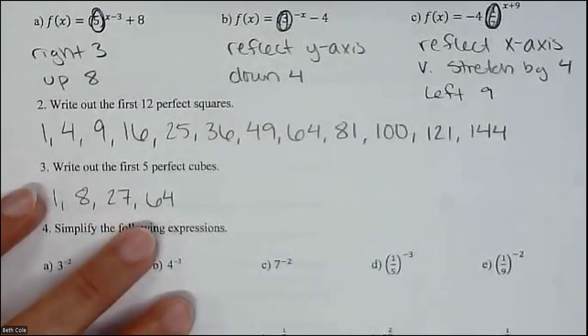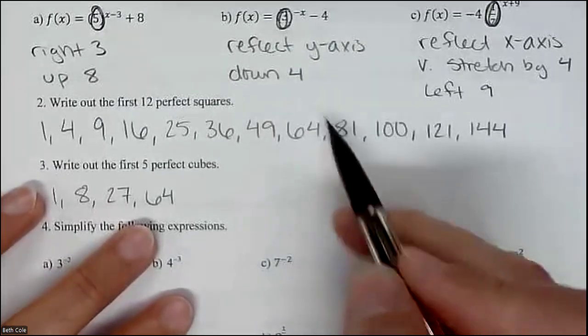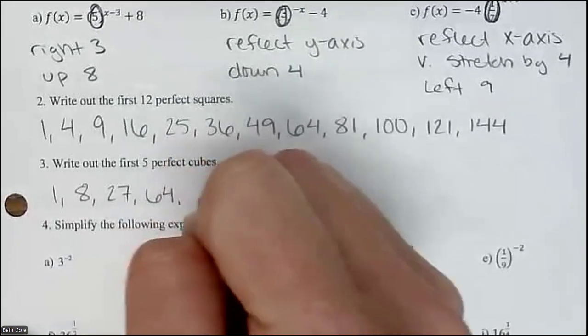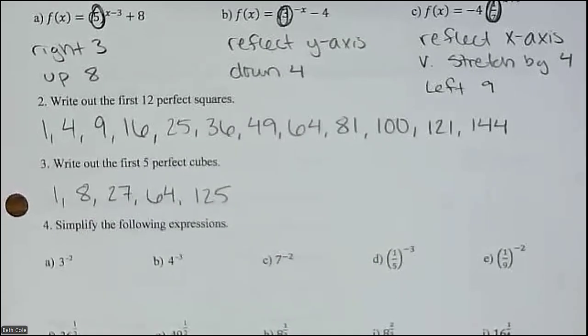64. Now you have to be careful because that's on both lists. Square root of 64 is 8. Cube root of 64 is 4. And then 5 cubed is 125. And if you know above that, that's cool. I think as long as you at least know to there, you're good.